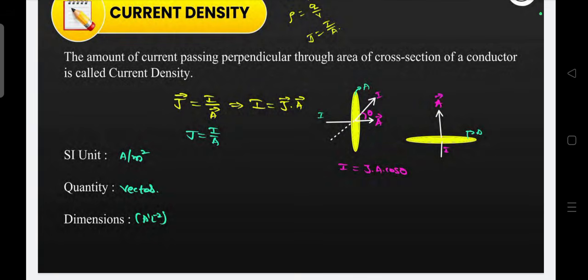Let's get started. Current density. The amount of current passing perpendicular to an area of cross section of a conductor is called the current density. Its unit is ampere per meter square. The quantity is a vector. Then the dimension is this.